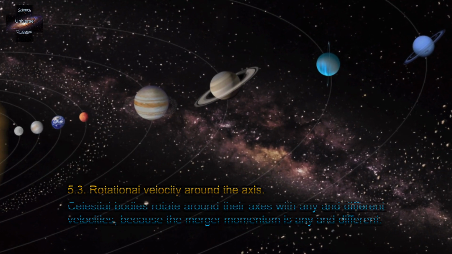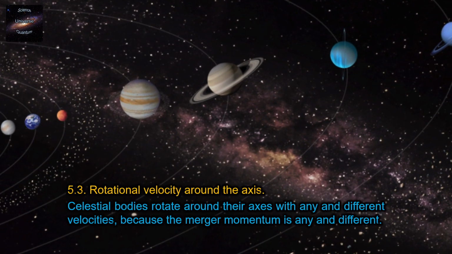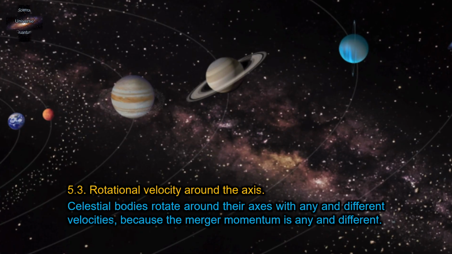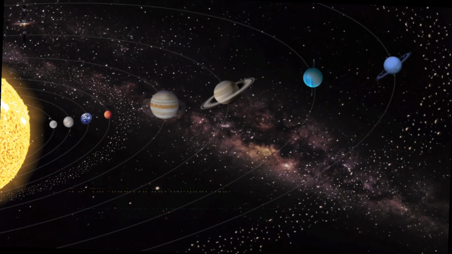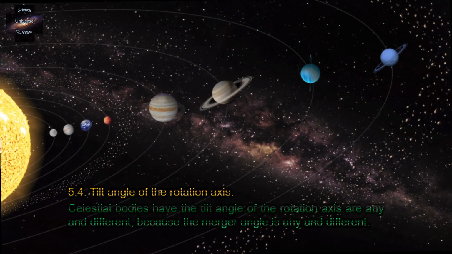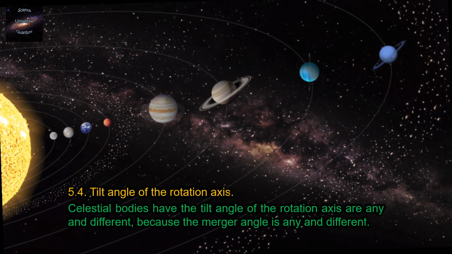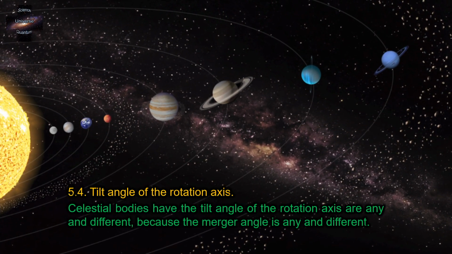Celestial bodies rotate around their axes with any and different velocities, because the merger momentum is any and different. Celestial bodies have the tilt angle of the rotation axis any and different, because the merger angle is any and different.